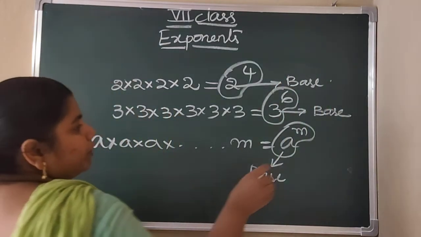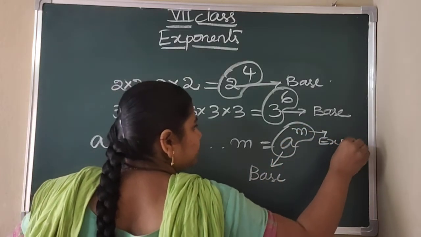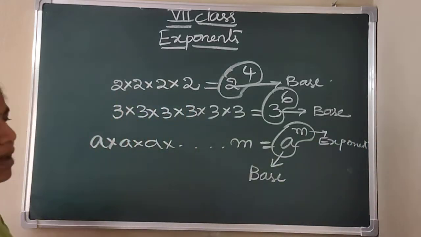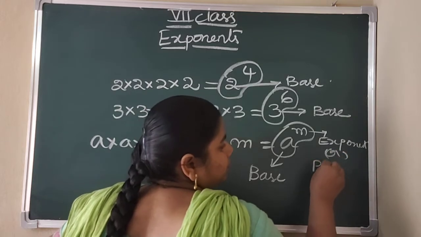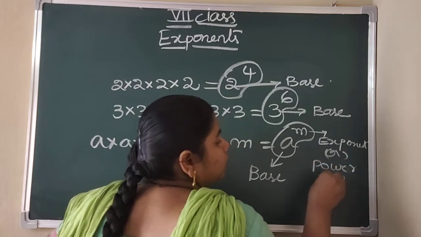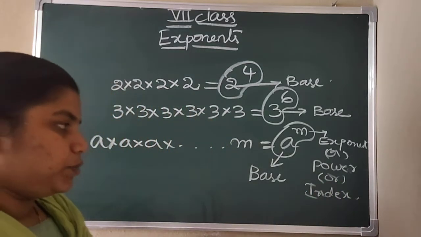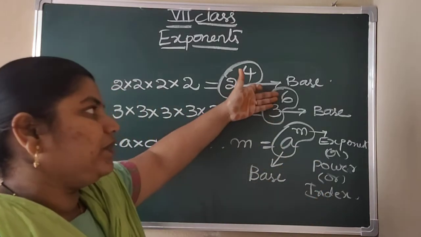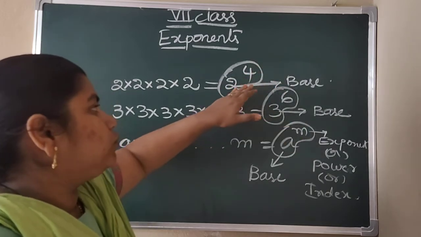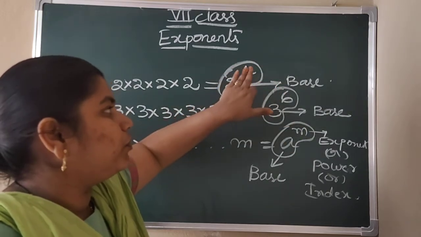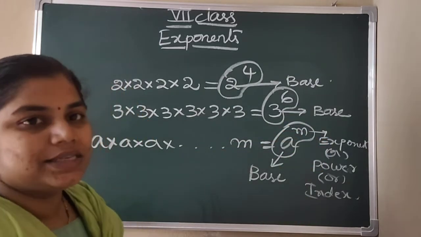And what do we call this m? m is an exponent. m is called an exponent, or we can call it power, or we can also call it index. So we can call this m exponent, power or index. In the same way, we can call this 6 the power in 3 power 6. Now in 2 power 4, the 4 we can call the exponent, power, or index.